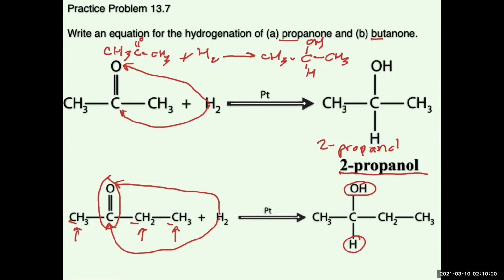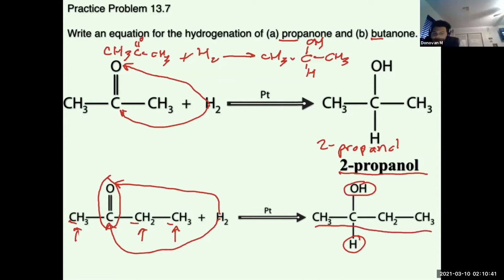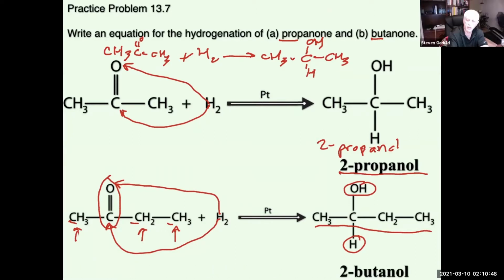So who wants to name the product of the reduction of butanone? What's it produce? What's the name of this thing right here? 2-butanol. Perfect. 2-butanol. 4 carbons. It's an alcohol. And the OH group is at the number 2 position.